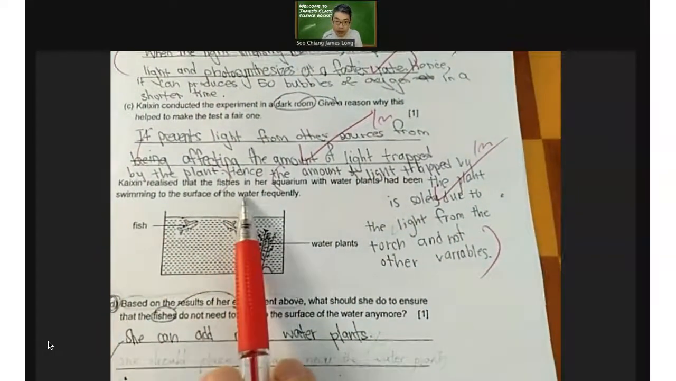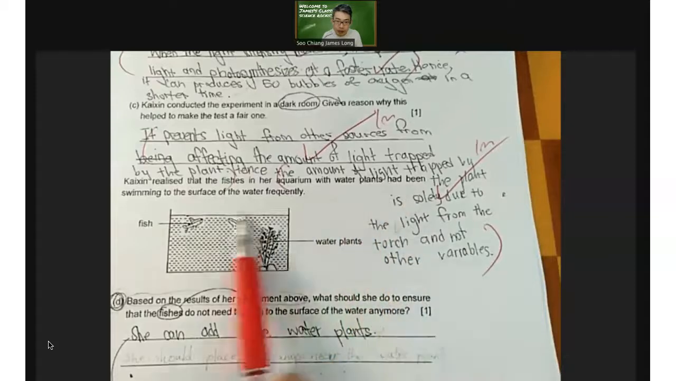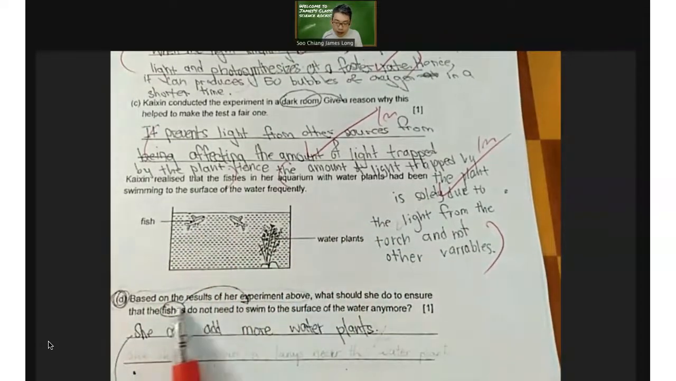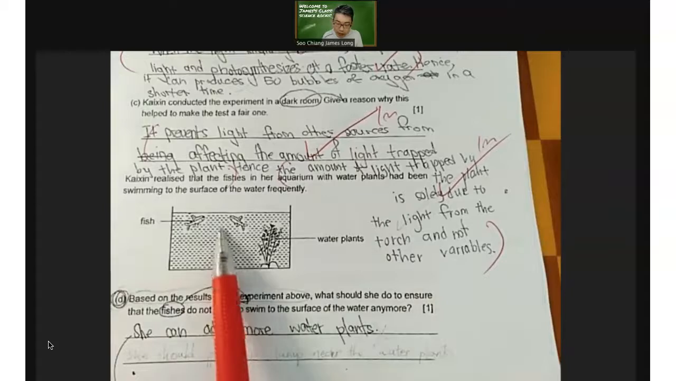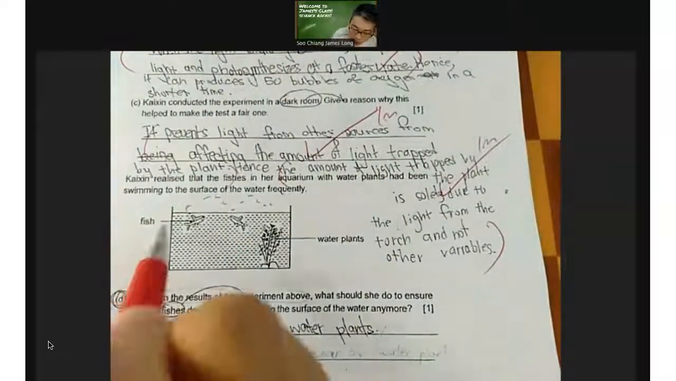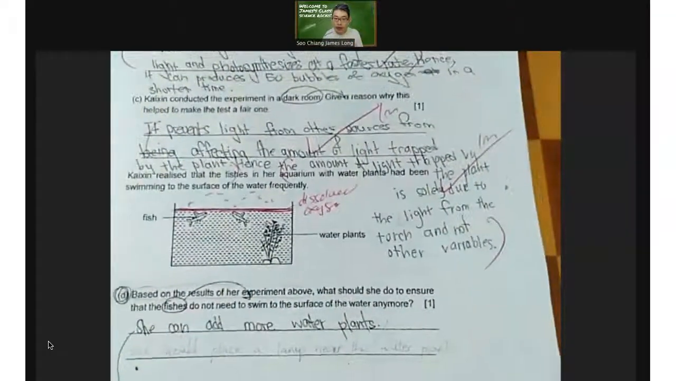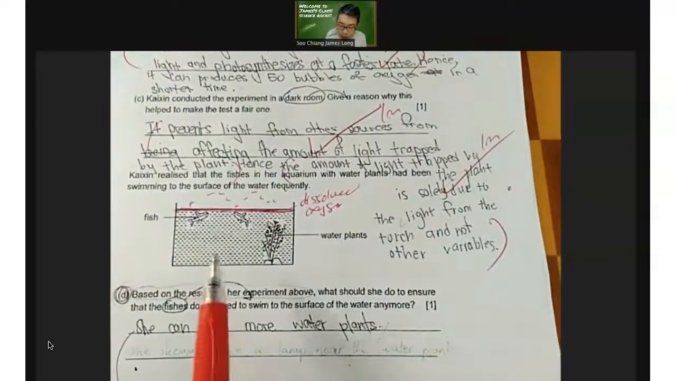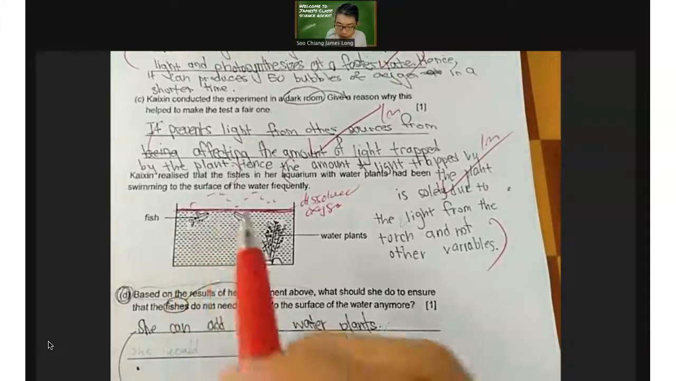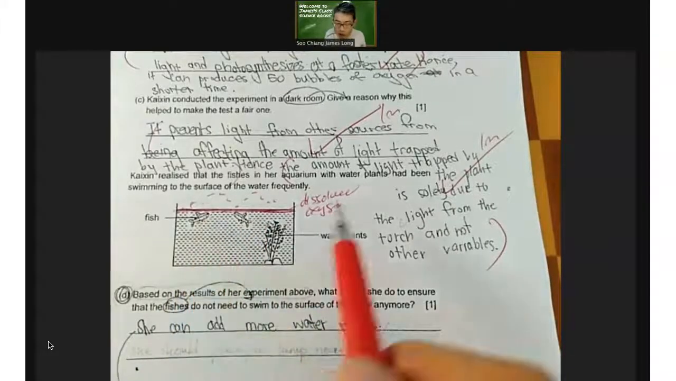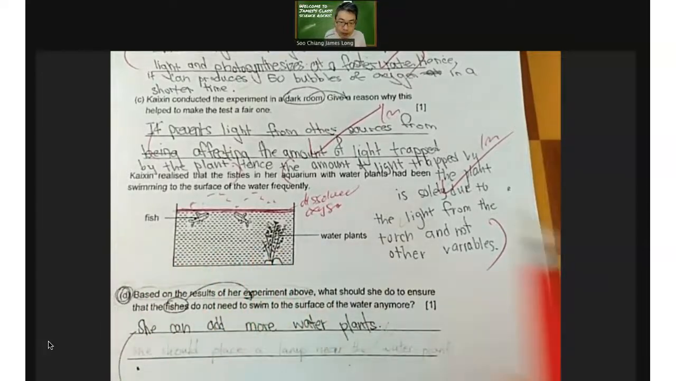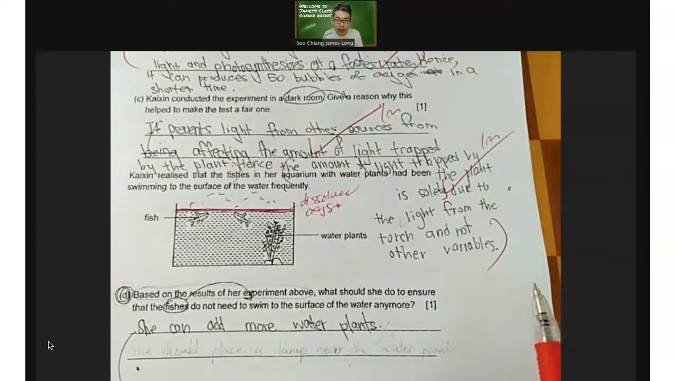Now, Kai-Sin realized the fish in the aquarium with water plants had been swimming to the surface of the water frequently. Based on the result of the experiment, what should she do? Surface means there's air here, right? So the air will dissolve into the water at the surface. So there's quite a fair bit of dissolved oxygen at the surface, and the fish know that. So when the fish run out of oxygen or find there's not enough dissolved oxygen, they go to the surface, not to breathe in the air, but to use the dissolved oxygen in the water near the surface. What can she do to ensure that they don't have to swim to the surface?